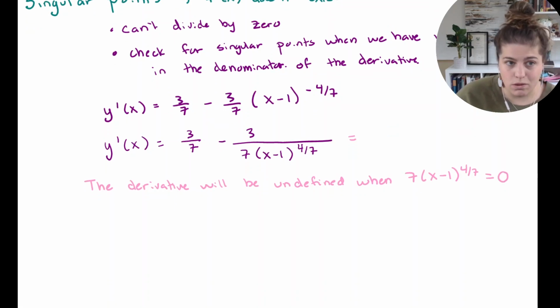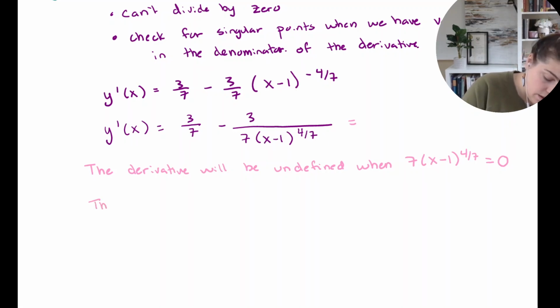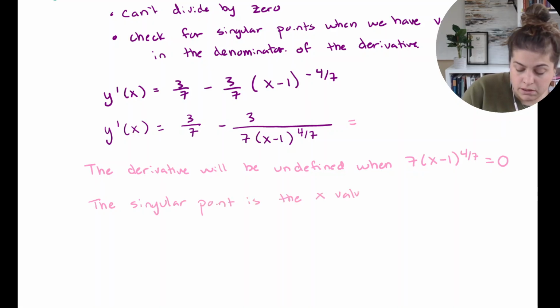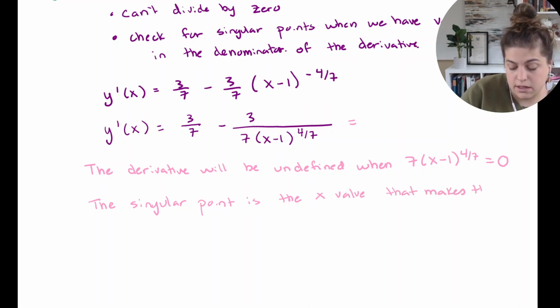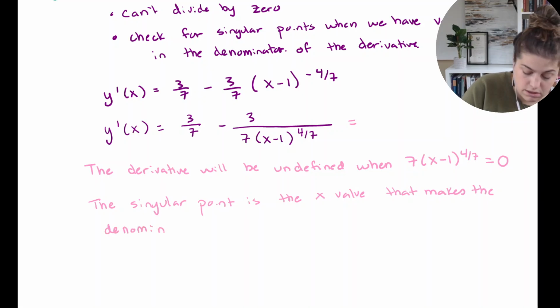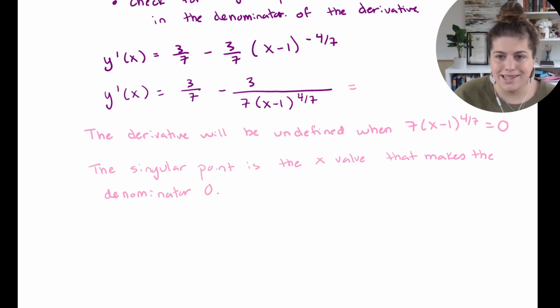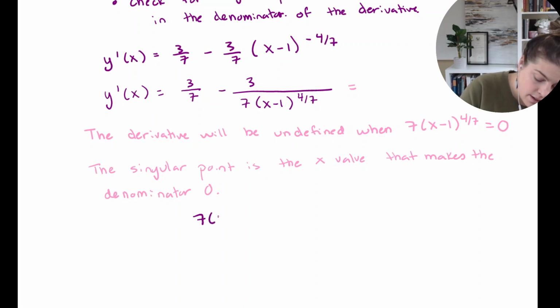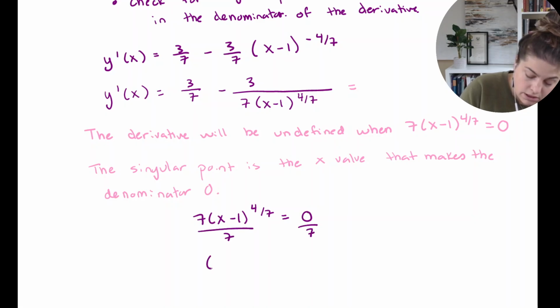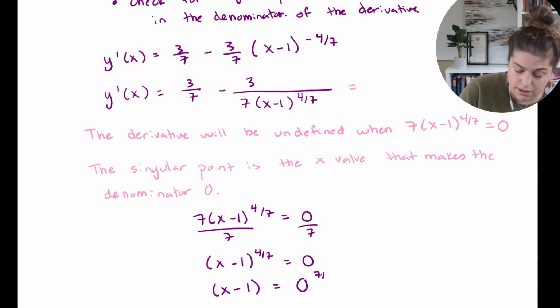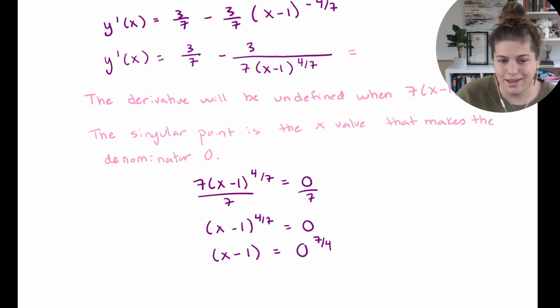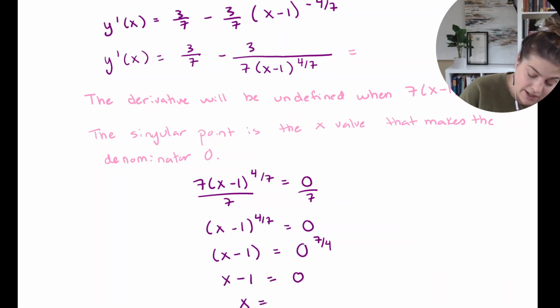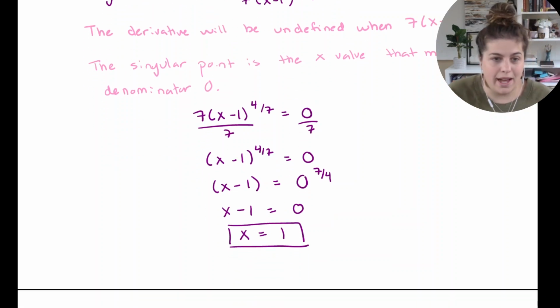And so our singular point is the x value that makes the denominator 0. Now you might look at that and be like, oh, that means it's x equals 1. If you don't, just take that denominator and set it equal to 0 and solve for x, right? I divide both sides by 7. Remember, when we're getting rid of weird exponents, we just raise the other side to the inverse. 0 to anything is 0. So I end up with this point, a critical point of x equals 1.